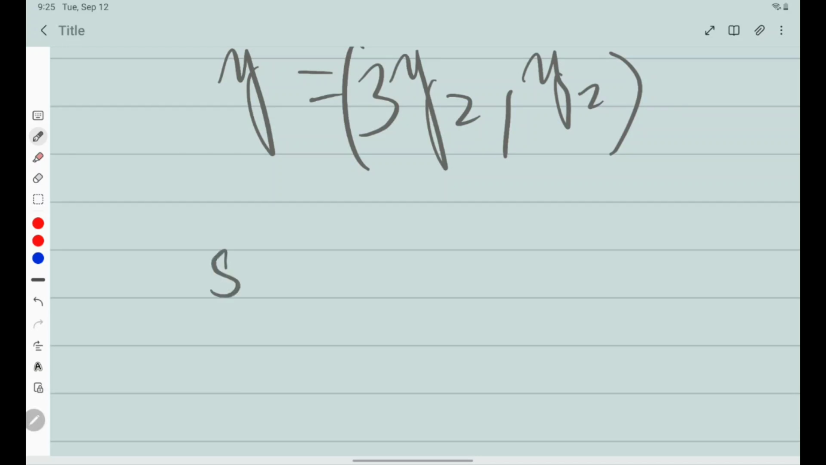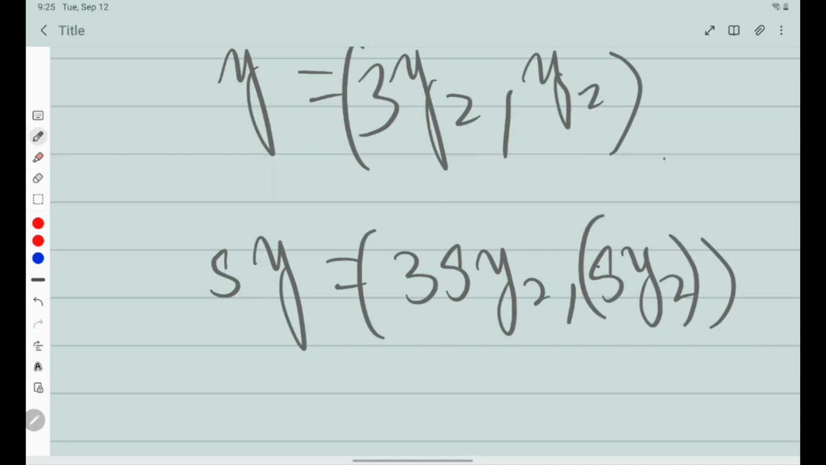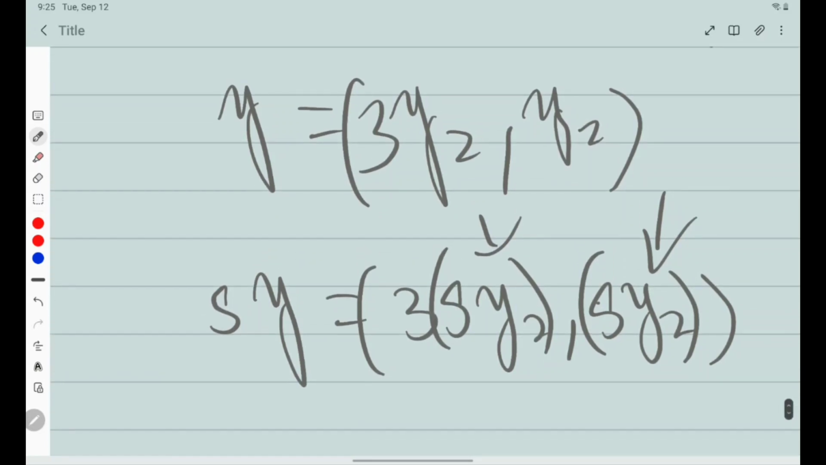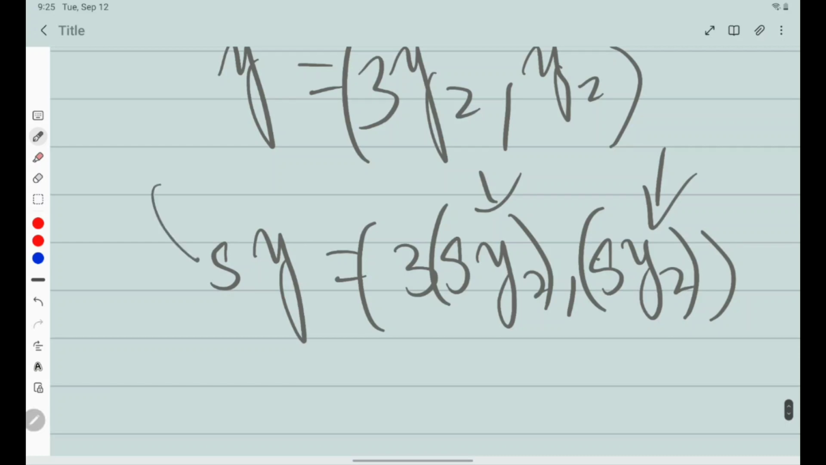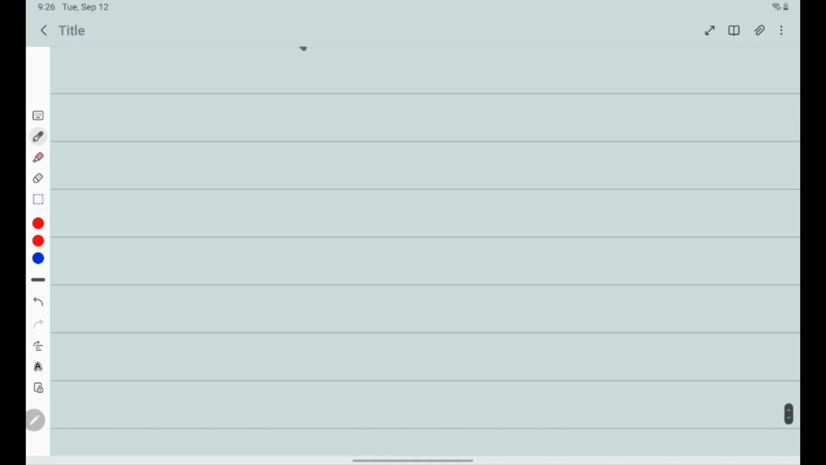So let's scale y times s. We get 3sy2 and sy2. Well, if this is our second element, we can see our second element times 3 in our first element in the list, and so this is contained in our subset. So these three conditions are met, which means that our subset is a subspace of our vector space R2.